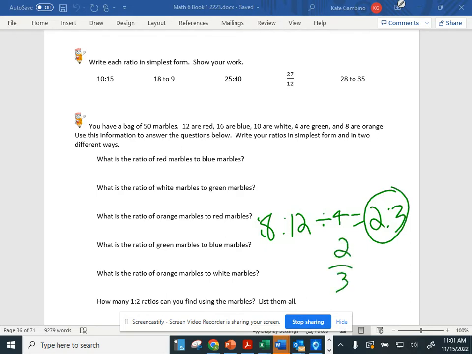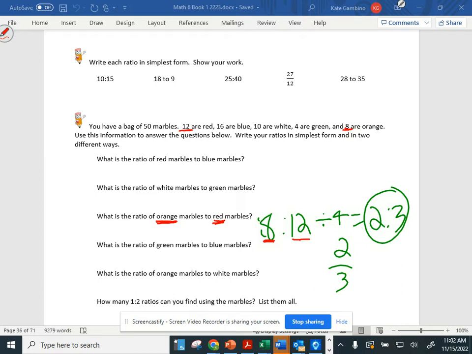All right, let's see how Jillian did. So we were comparing orange to red. Our first number has to be the orange number. There are 8 orange. Some of us reversed it. You have to be careful. If orange is first here, orange is first in our ratio to red, and red is 12.